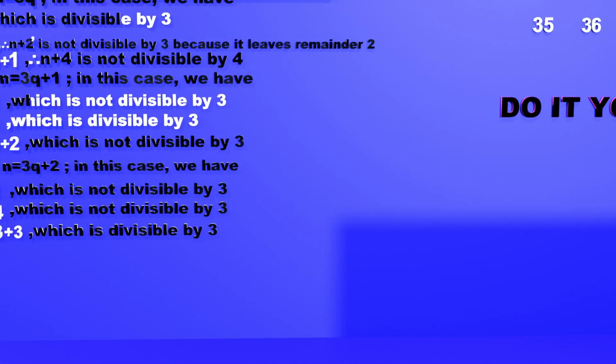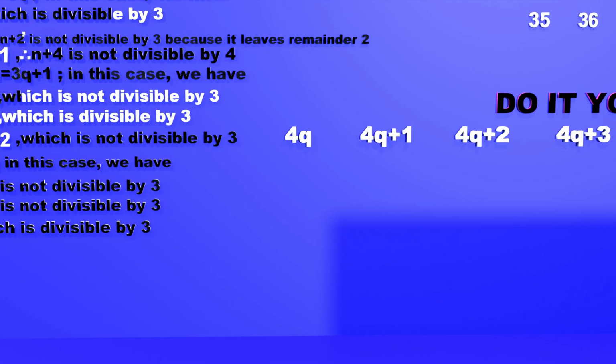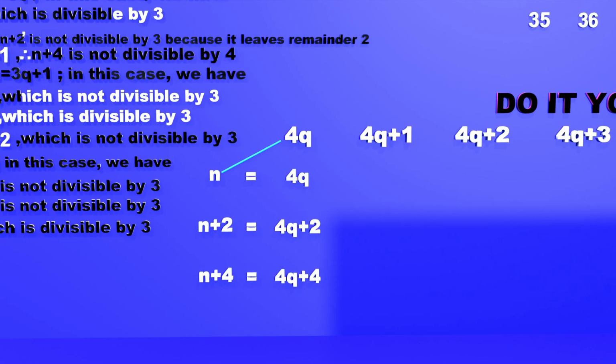But imagine if we had taken the form of 4, because each and every integer can also be represented by these 4 forms. n plus 2 and n plus 4 were given in the question. Let's take n is equal to 4q. Then n plus 2 is 4q plus 2 and n plus 4 is 4q plus 4. If q is 1, then n is 4, n plus 2 is 6 and n plus 4 is 8. If q is 2, then n is 8, n plus 2 is 10 and n plus 4 is 12. When q is 3, then n is 12, n plus 2 is 14 and n plus 4 is 16.